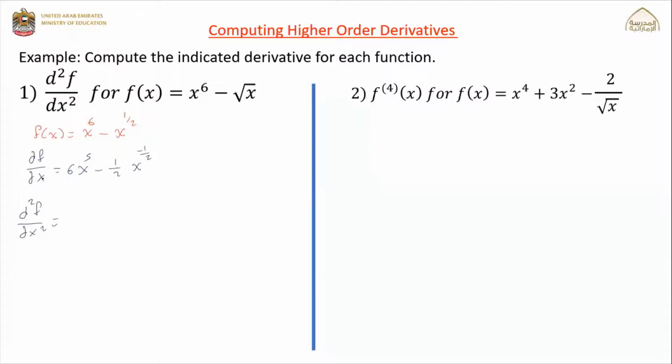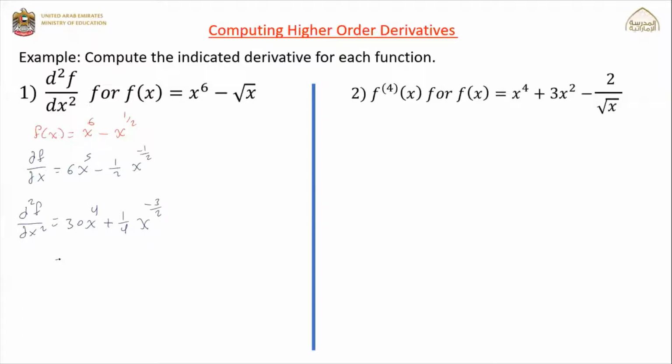I will take the derivative of the first derivative again. So it's 30x to the power 4. Now, minus half times minus half is plus 1 over 4. x to the power -half minus 1 is -3 over 2. And this is the final result.